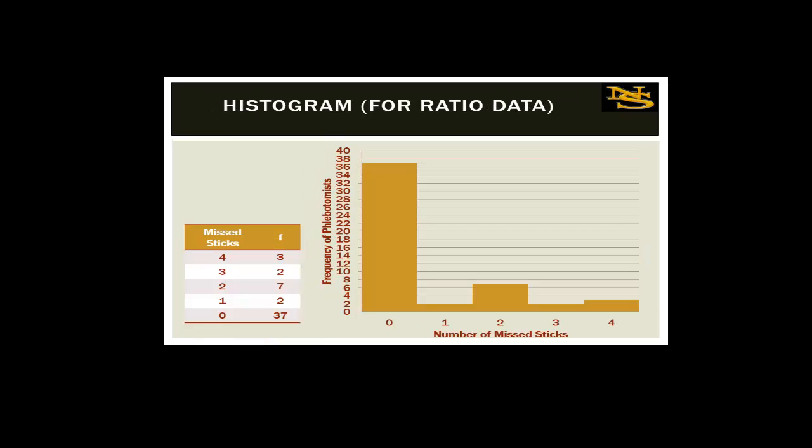Now let's look at a histogram. For the data we were working with earlier, the number of missed sticks for blood draws this week. This is a ratio variable. It's numeric in nature. You know the direction and distance of differences between each group. So you know that not only did somebody who missed 3 sticks miss fewer than someone who missed 4, but you know that they missed 1 fewer than somebody who missed 4. You also have a true 0 point here. So it's ratio data. You need to use a histogram.